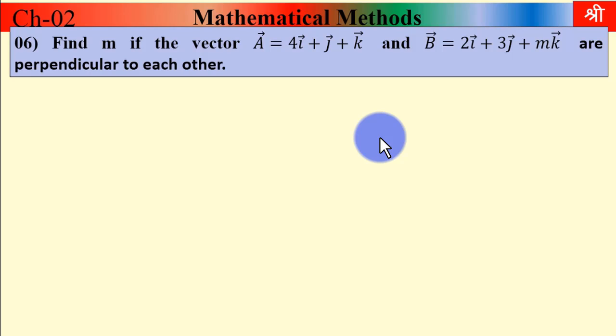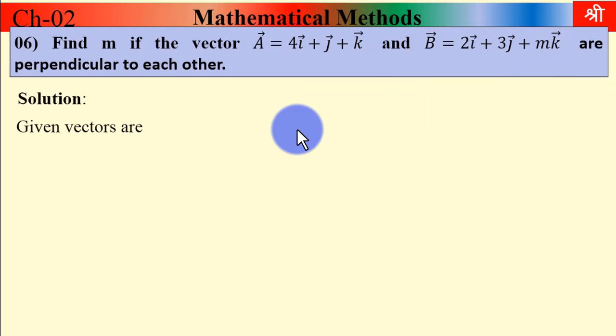Dot product or scalar product of two perpendicular vectors is 0. As these given vectors are perpendicular, that is given in example. A and B are perpendicular, therefore their dot product will be 0. We will use that property to find the value of m.